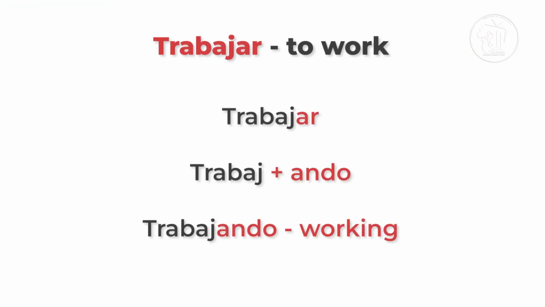So to form the gerund of the AR verb, we have to take off that AR ending of the base verb and add ando. Here's an example. Trabajar. Trabajar means to work. So we recognize that it's an AR ending verb. As the instructions say, we remove the AR and we add ando. So our new word is trabajando, which means working. And it's simple as that for AR verbs.